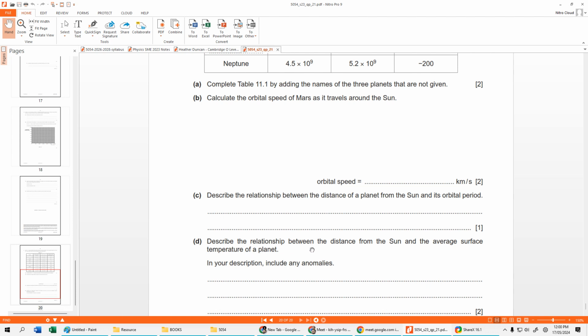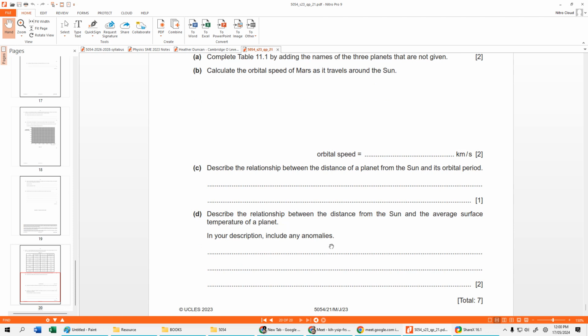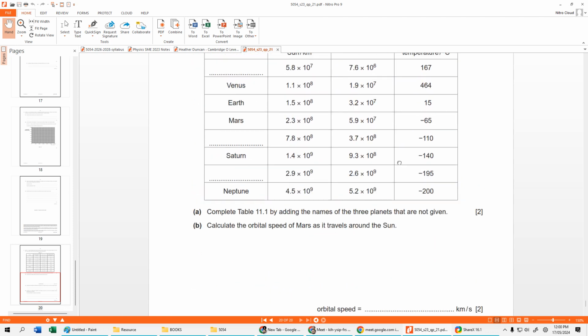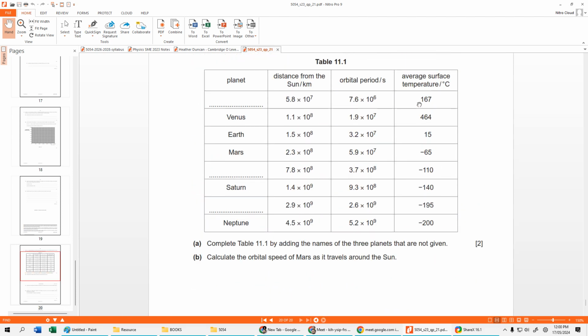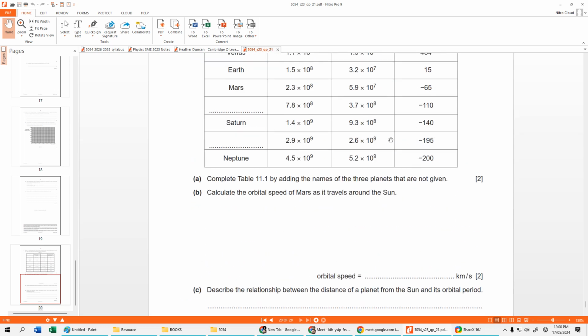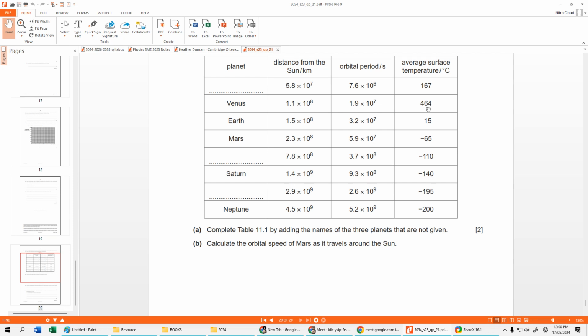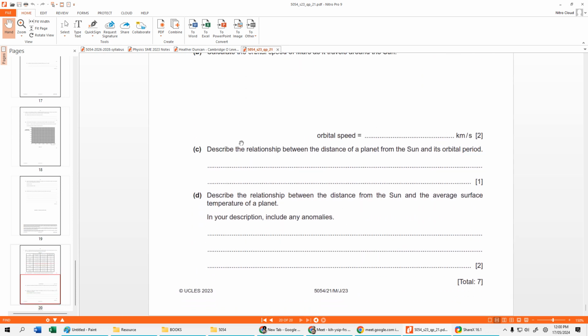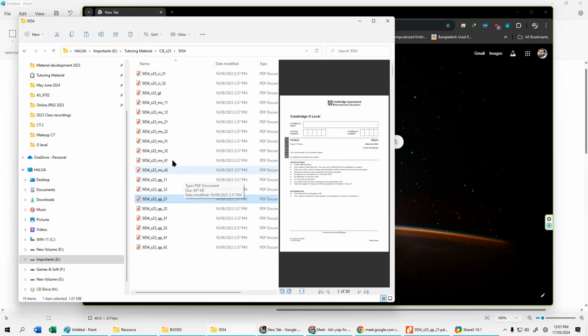Describe the relationship between the distance from the sun and the average surface temperature of the planet. In your description include any anomalies. It says describe, so you're going to write: as distance from the sun increases, temperature decreases, with the exception of Venus. It doesn't say describe and explain, so you just need to state the exception of Venus, and I believe you don't need to write why Venus is an exception. I think so, but I might be wrong, so I'm going to look into the mark scheme and let's figure it out together.